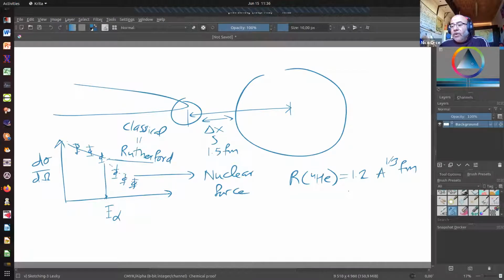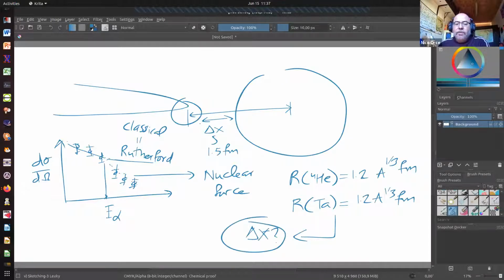But then also I can ask you the following question. I can assume that the radius of the tantalum is given by 1.2 A to the 1/3 Fermi. So then I can ask, what is actually delta x? You can actually deduce the range of the nuclear force, which was a given before, if you know the radius. So the question here will be, what is the range of the nuclear force?